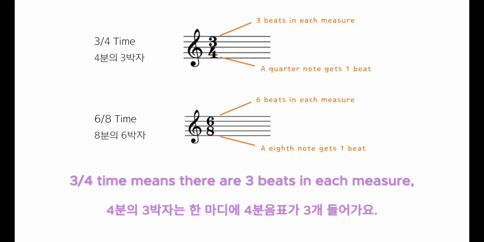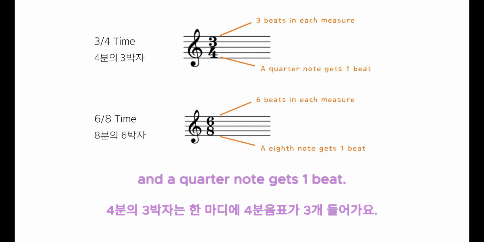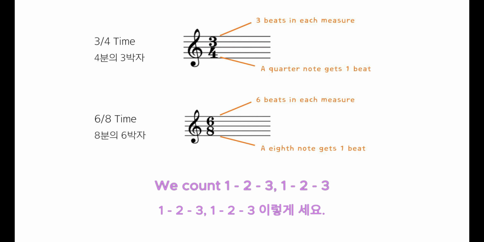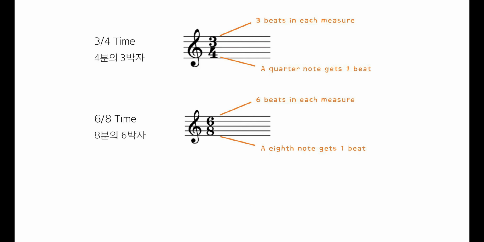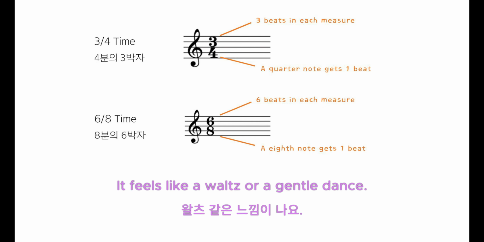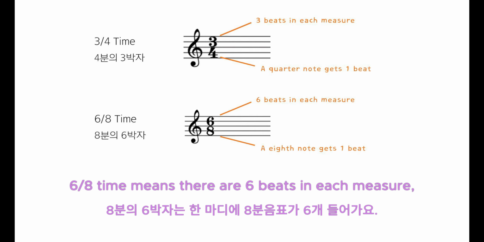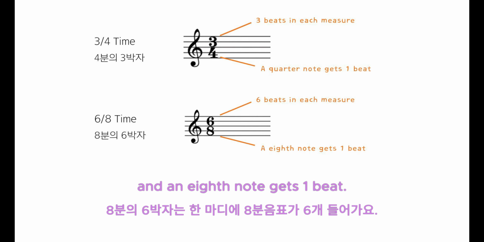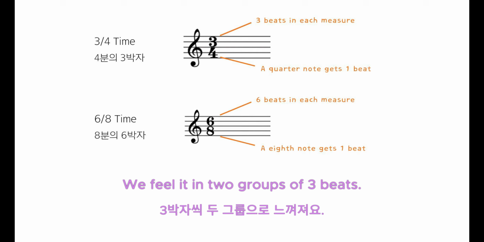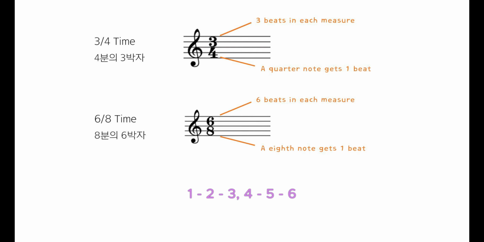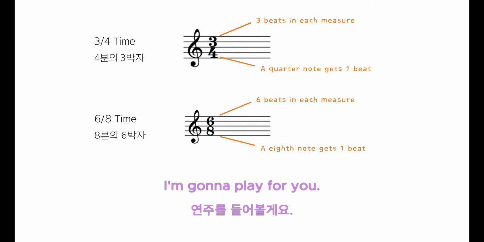3/4 time means there are 3 beats in each measure and a quarter note gets 1 beat. We count 1, 2, 3, 1, 2, 3. It feels like a waltz or gentle dance. 6/8 time means there are 6 beats in each measure and an 8th note gets 1 beat. We feel it in 2 groups of 3 beats, like 1, 2, 3, 4, 5, 6. I'm gonna play for you.